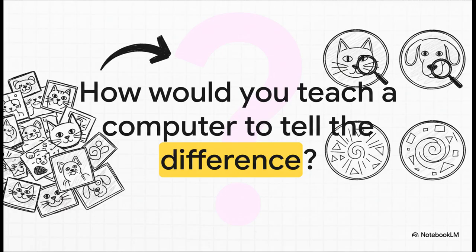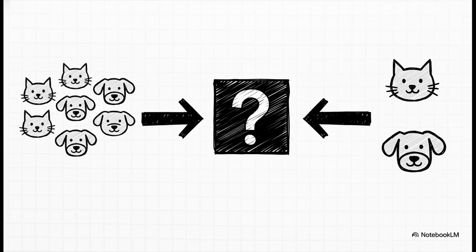Do you just focus on the differences, like floppy ears versus pointy ears, or do you try to teach it the very essence of what a cat is? Because at the end of the day, that's what a huge chunk of machine learning boils down to. We have our data, right, the images, we'll call that X, and we just want to predict a label Y, in this case, cat or dog. Simple as that. Everything else is about how we figure out that rule.